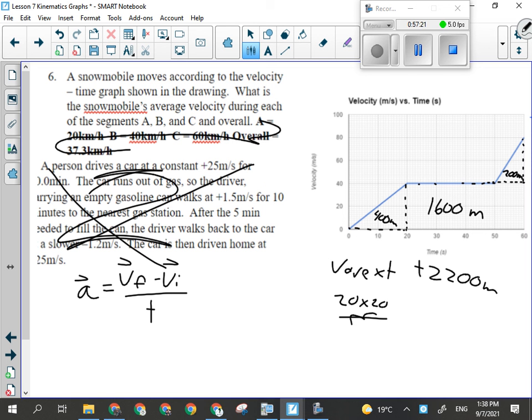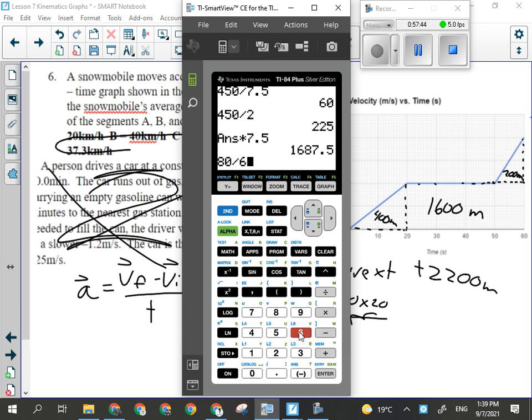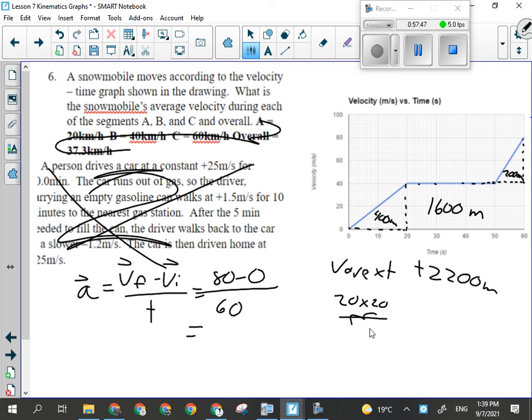But the other thing we were asked to do is to calculate the average acceleration over the whole trip. Well, average acceleration is final velocity, which is 80, minus initial velocity, which is 0, divided by total time, which is 60. So that should be, we're looking at 1.3. So the average acceleration over the whole trip, it doesn't mean it accelerates over the whole trip, but on average, over the whole trip, its velocity changed by 1.3 meters per second per second.